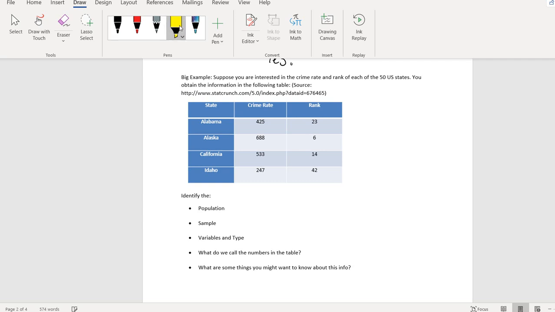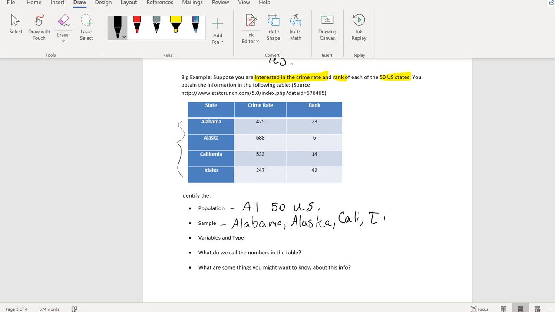So here's the thing. This is the big thing we're interested in: the crime rate and the rank of all 50 United States. Since that's the big picture I'm interested in, my population would be all 50 United States. Now, when I actually got my data, I didn't get it for all 50 United States. I only got it for these 4 states. So my sample would be Alabama, Alaska, California, and Idaho.